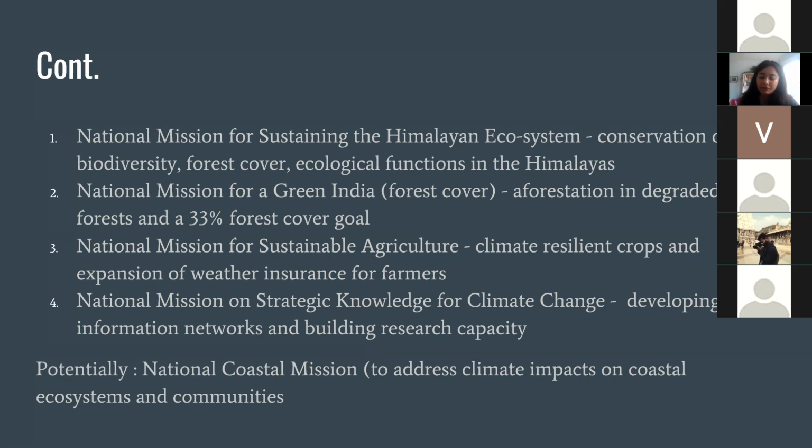And currently, there are talks for creating a separate mission which will specifically look at India's coastline, because these are also, again, especially vulnerable areas. Firstly, because of rising sea levels, and secondly, because of increased frequency of extreme events like cyclones.